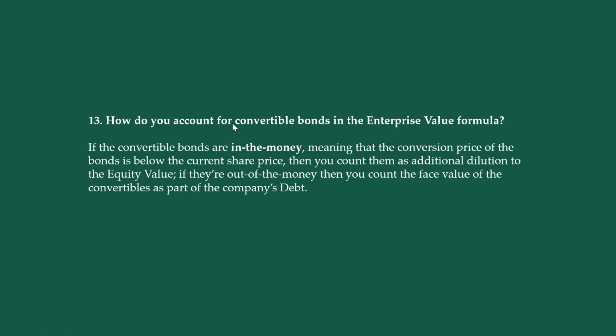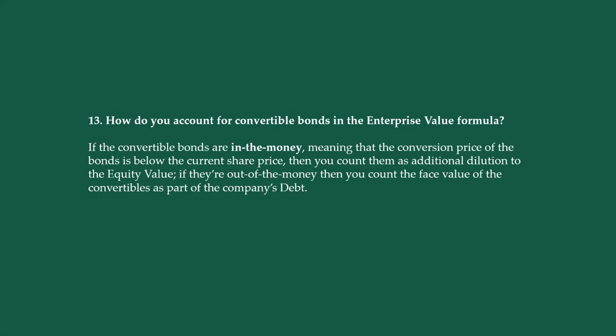Convertible bonds are a type of debt that can be converted into a company's common stock at a pre-specified price, which is known as the conversion price. It starts as a bond, but it can turn into equity and also has a dilution impact.